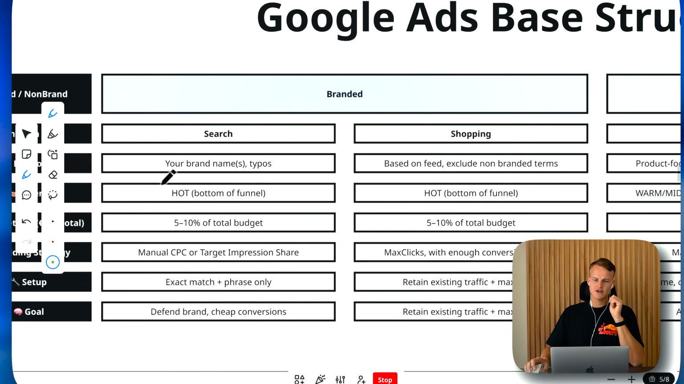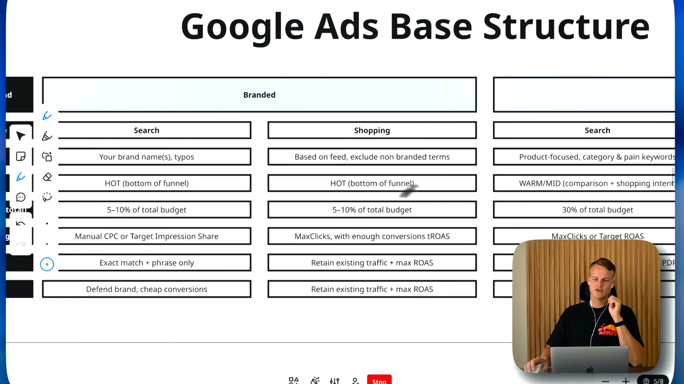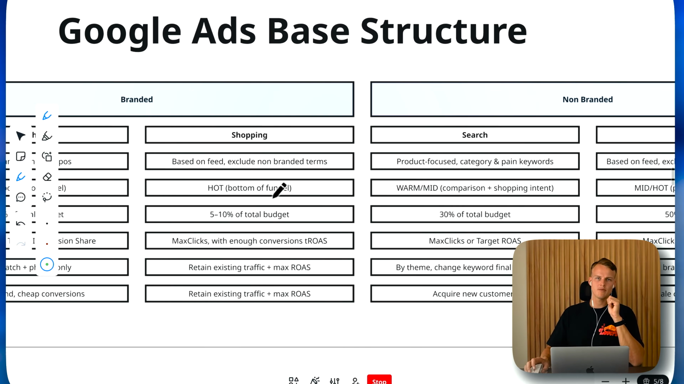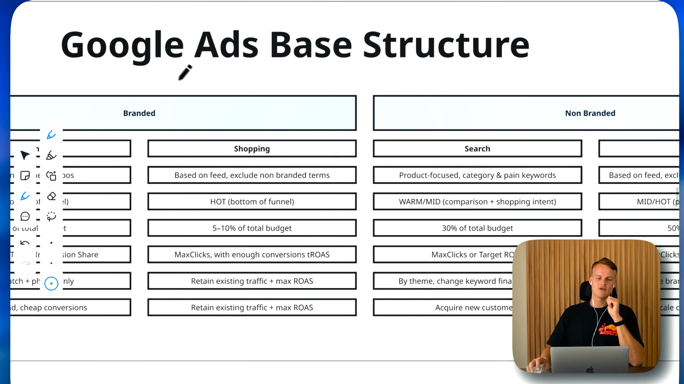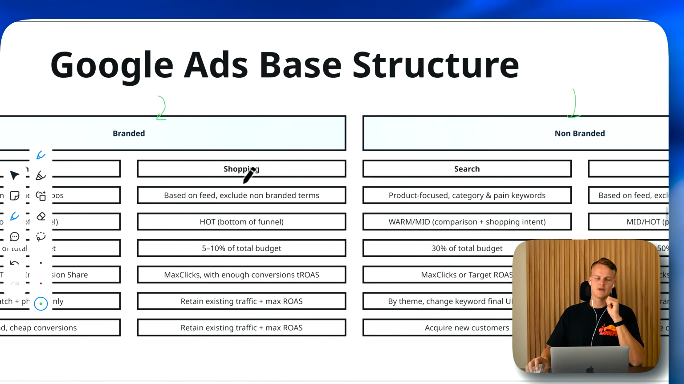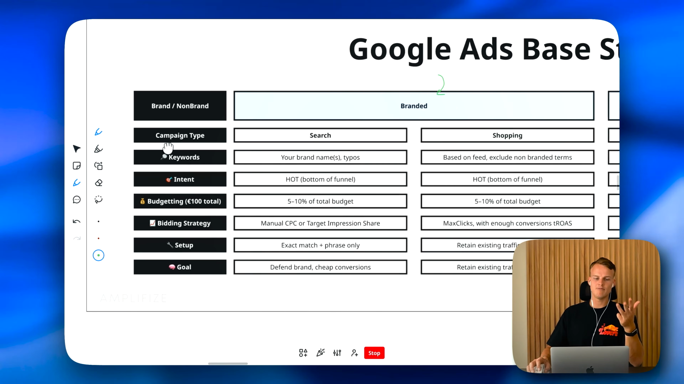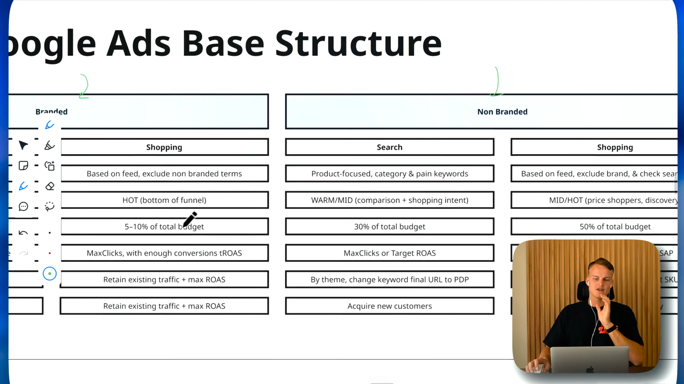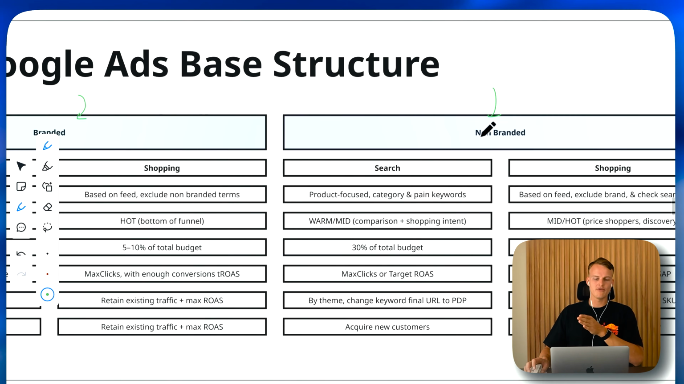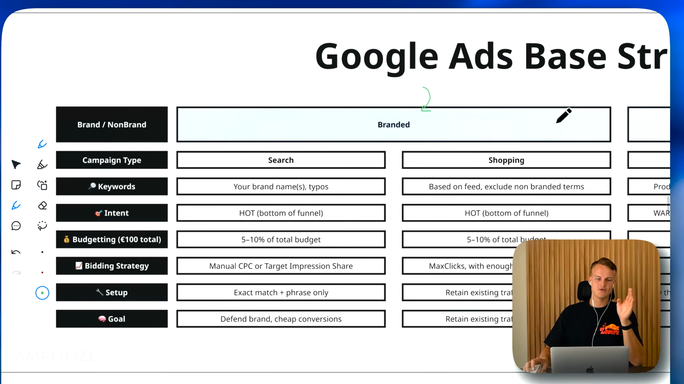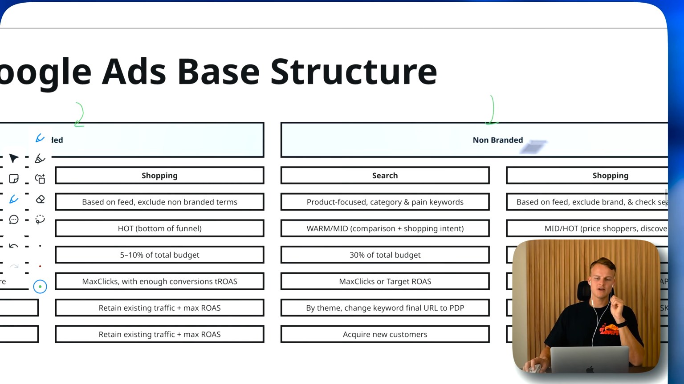When it comes to the base structure, it is as follows. So I created this structure for you, which you can use to start up your Google Ads account. We have branded right here, and we have non-branded right here. And I got a segment here where it says campaign type, keywords, intent, budgeting, bidding strategy, setup, and the goal. So in total, the branded campaigns contain 10 to 20% of the budget, and the rest goes to non-branded. And that's the rule of thumb that I would use if I were you as well. So we have search branded and shopping branded, search non-branded and shopping non-branded.